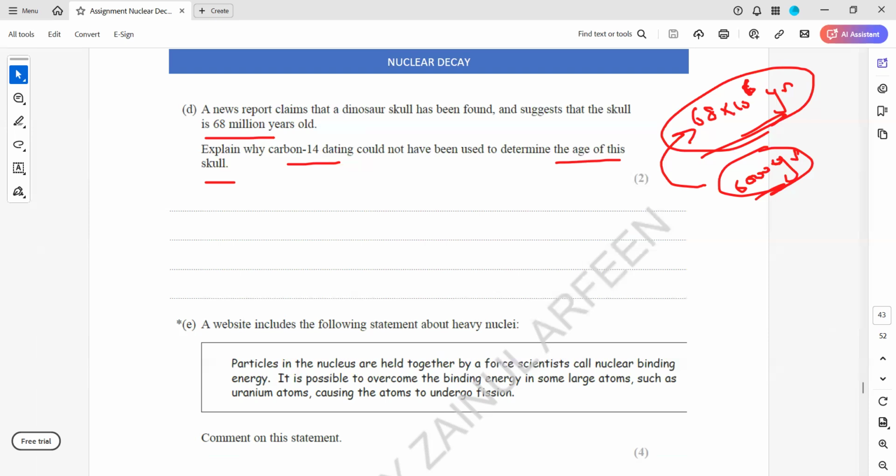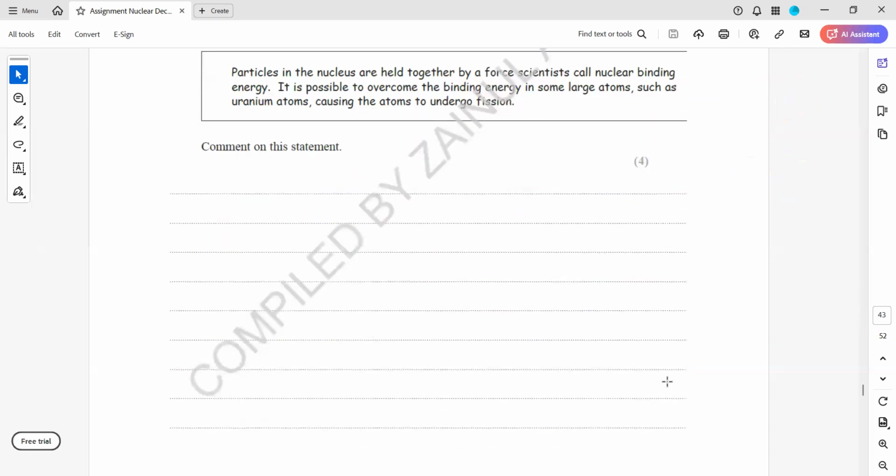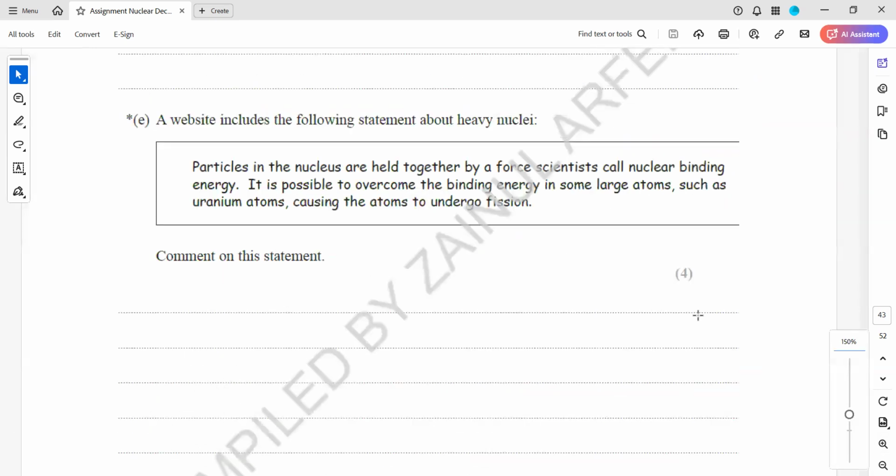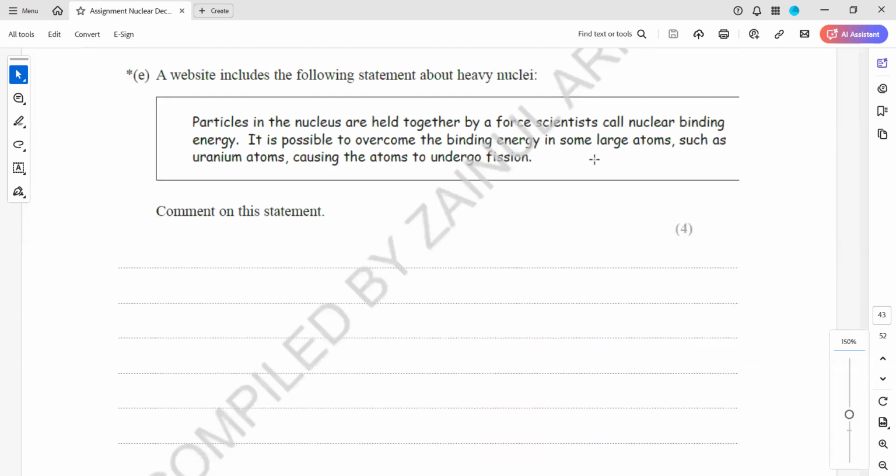So the activity will be too small to measure in this total interval. That's why we cannot use carbon-14 for determining or confirming that the age is about 68 times 10 to the power 6 years. So we always use a sample with a comparable half-life, not a very short half-life when the duration is long. In that case, it is not suitable.